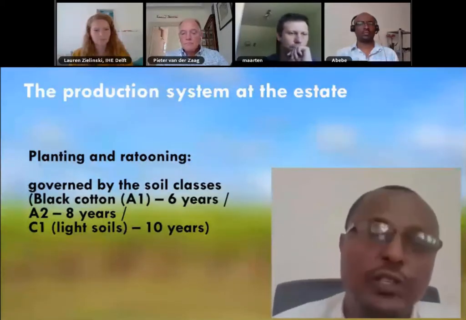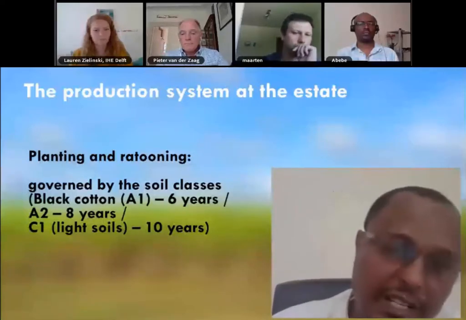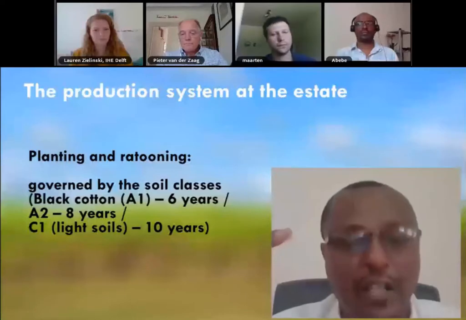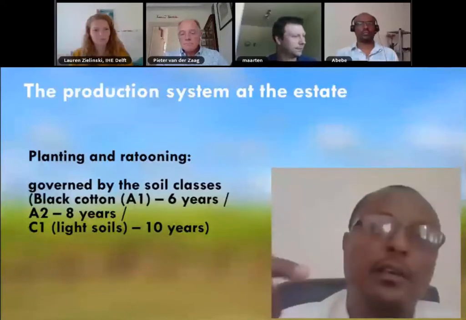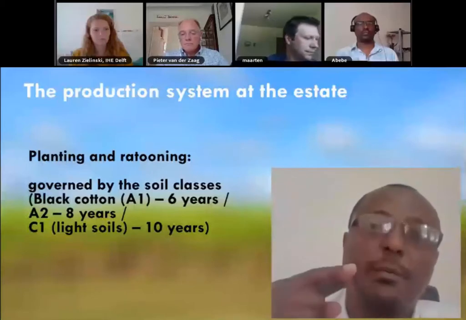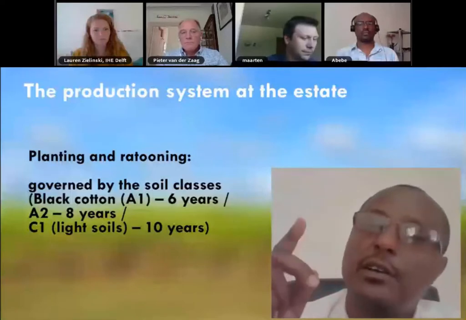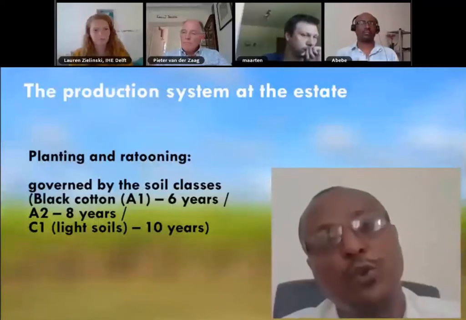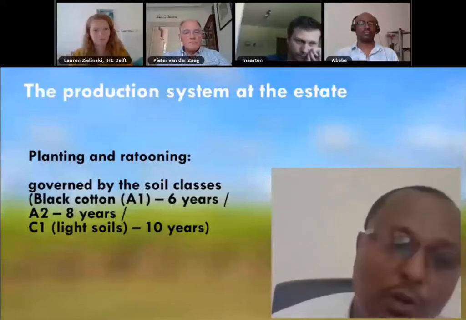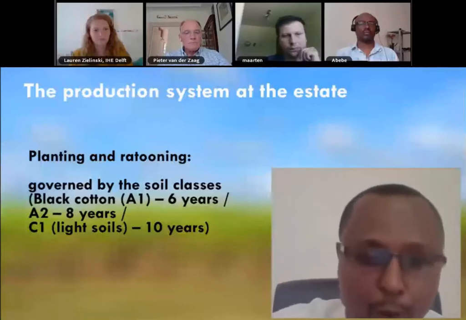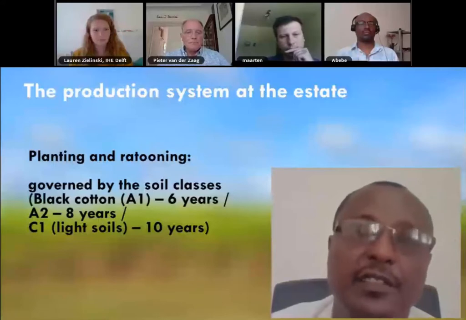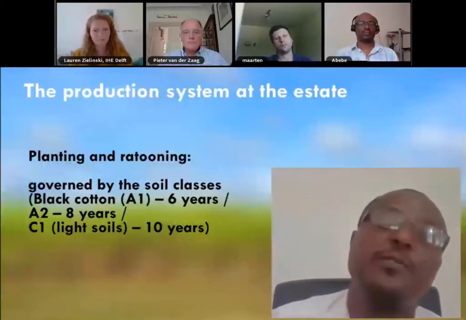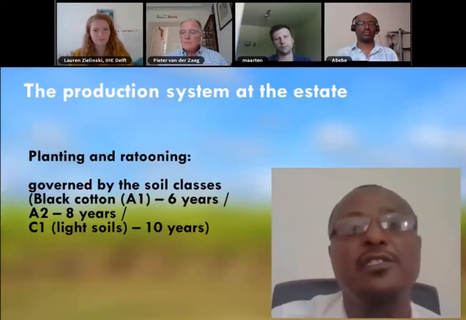There are five soil classes. According to the five soil classes, ratooning is different and fertilizer application is also different. For example, the A1 soil category, which is black cotton soil: the first planting is harvested after 2 years, then the first ratoon after 1 year, then the second ratoon after 2 years, and the third ratoon after 1 year. After that, it is uprooted and the land remains as it is for 4 months. After 4 months, the land preparation activity starts. Then new planting continues.